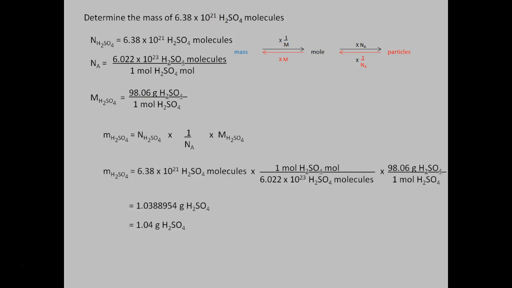So we can substitute our values in. We can see we start off with our number of particles. We multiply by the inverse of Avogadro's number. Number of particles cancels out, leaving us with moles. And then I multiply by my molar mass, which cancels the moles out, leaving me with mass.